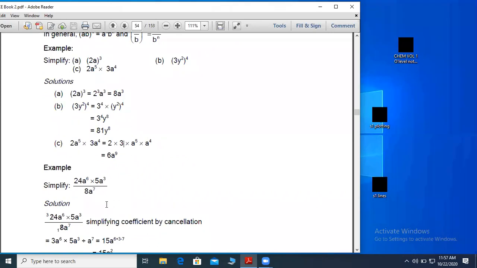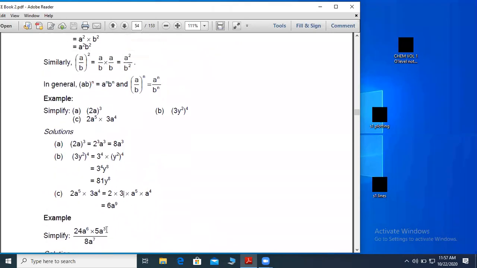So I have another example here, and we are going to do it together the way we have done the other ones. We have 24a to power 6 times 5a to power 3 divided by 8a to power 7. Let us do this together. Who wants to give us an idea? Put up your hand about how we should approach this.